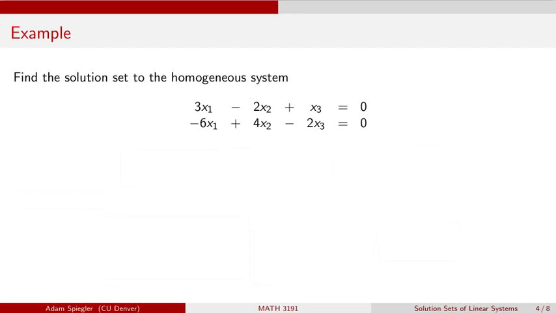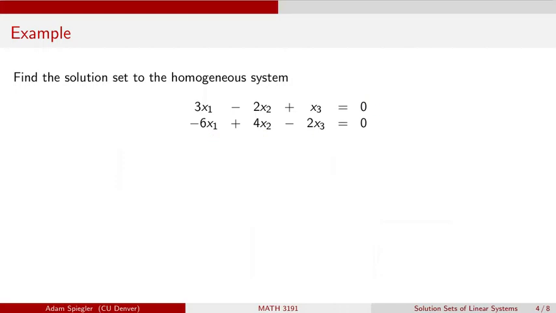Hey math people, welcome. In this video, we are going to work with the following system of two linear equations. The first equation is 3x1 minus 2x2 plus x3 is equal to 0. And the second equation is minus 6x1 plus 4x2 minus 2x3 is equal to 0. So we have a system of two linear equations with three variables x1, x2, and x3.